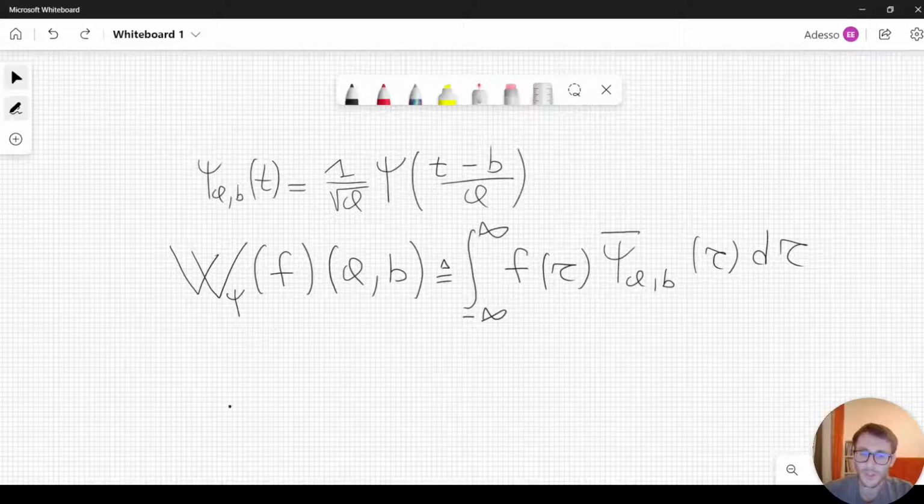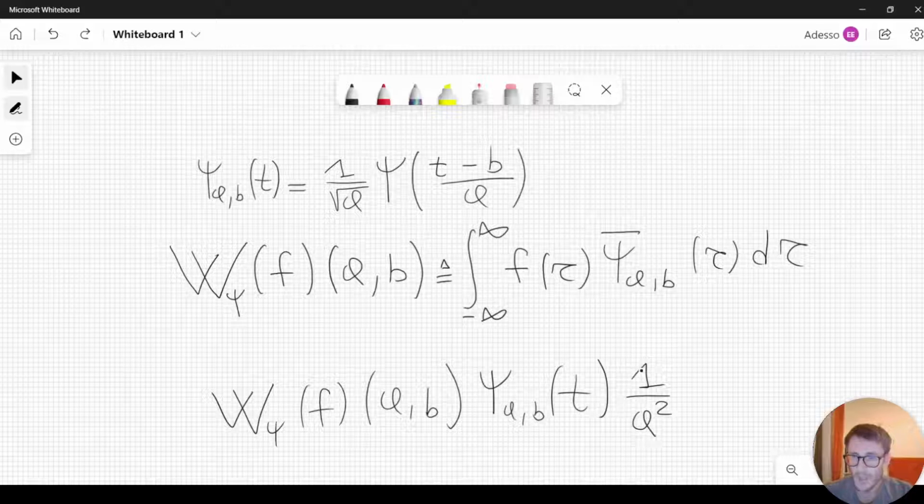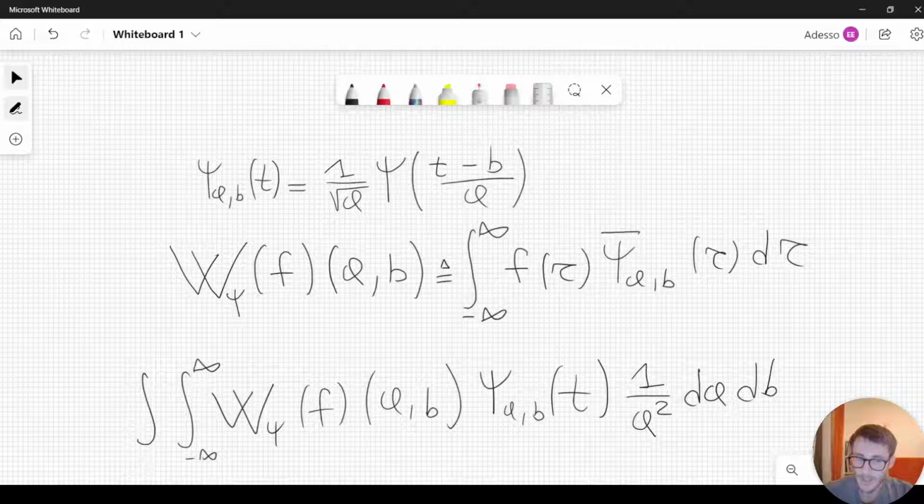So what I'm going to do is take the wavelet transform, W psi of f, which depends on a and b, and multiply it by psi ab of t, and I will also multiply this by 1 over a squared, and we will see that this factor 1 over a squared appears in the inverse transform. Then we are going to integrate over a and over b, and the integration is performed over the real axis for a and also for b, so from minus infinity to plus infinity.